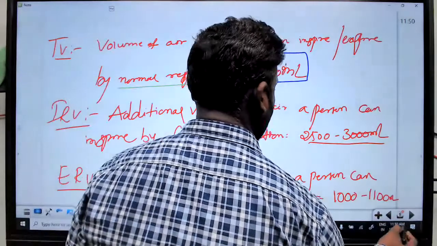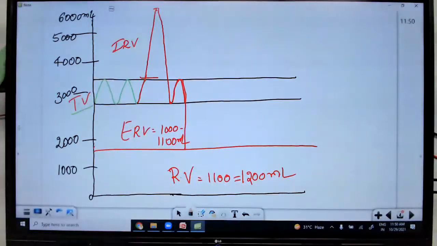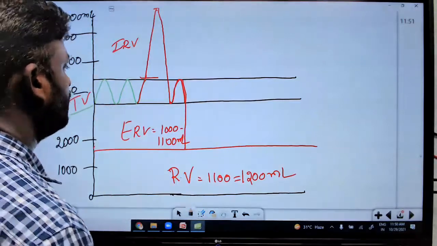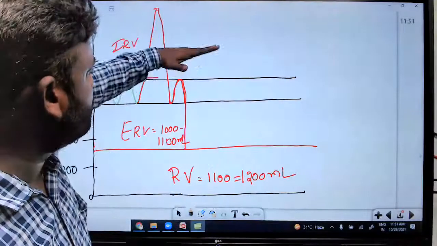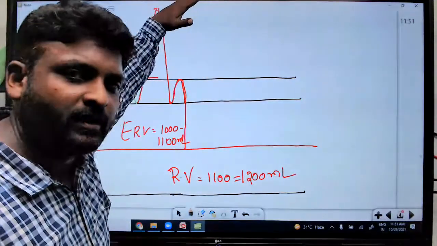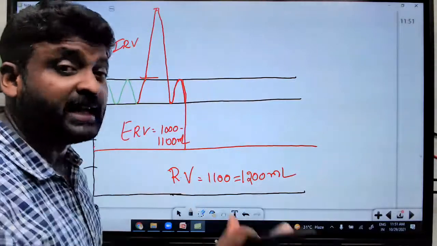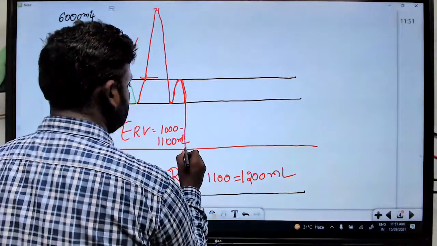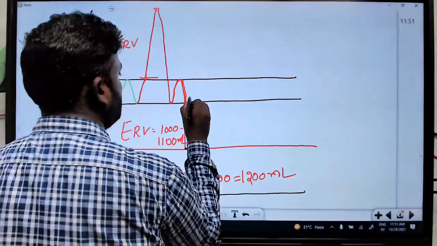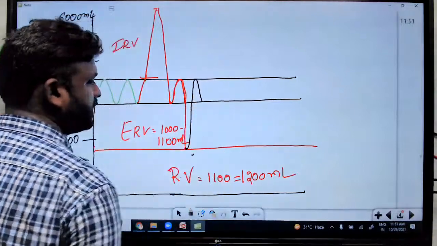So how is it possible? You have to check in the graph. These are the visuals here. First you have to do forcible inspiration, definitely from here it should go upward. Then from here we are doing it again. The next one, normal expiration. That's good.